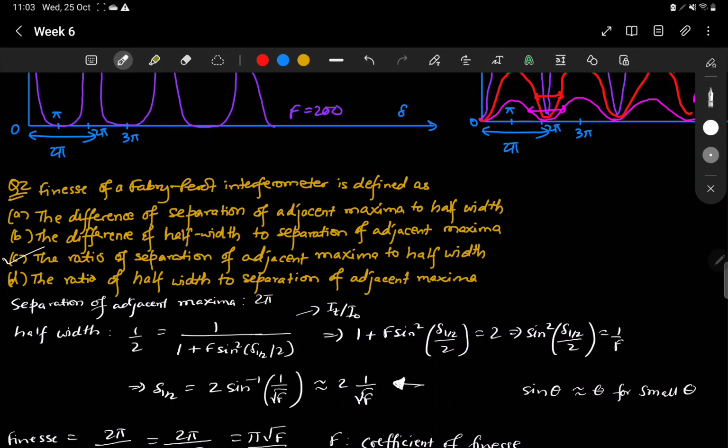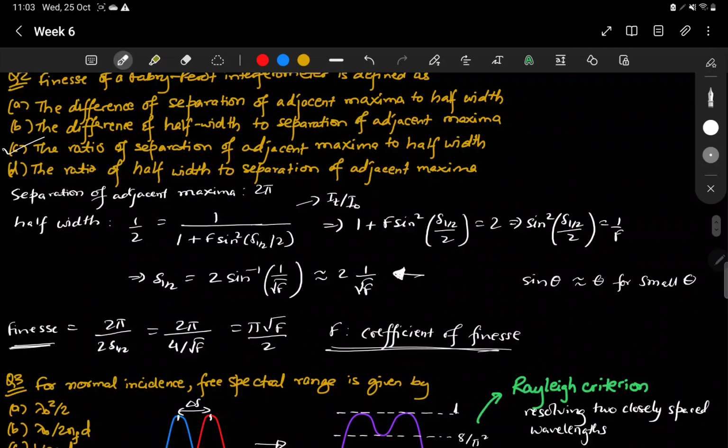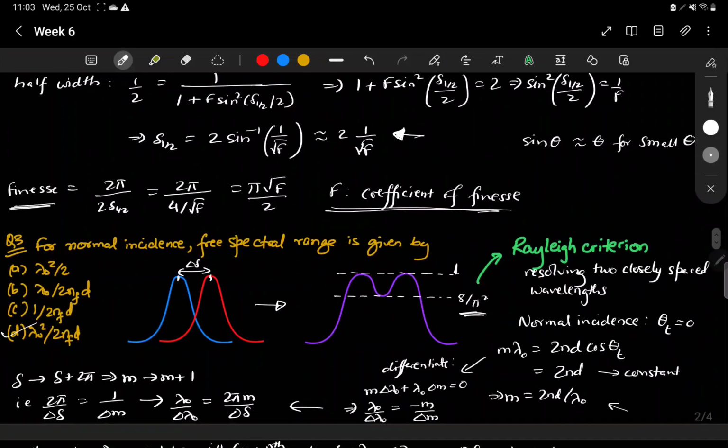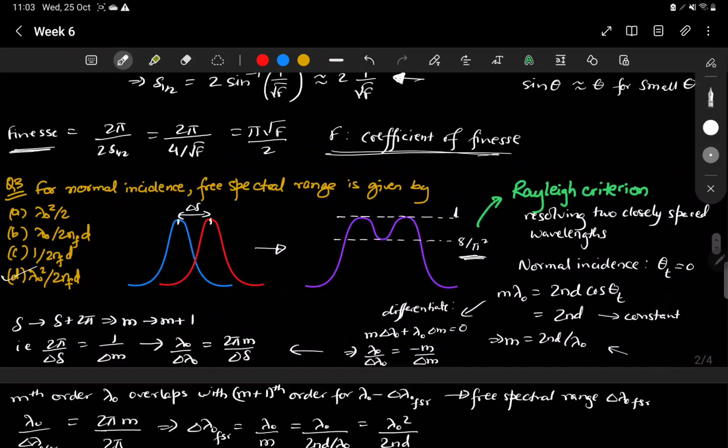Apart from the coefficient of finesse, we also have a term called finesse. Now, finesse is proportional to the coefficient of finesse, and the relation is pi times square root of F by 2. Then we also have a term defined, which is the free spectral range, which is based on the concept of Rayleigh's criterion for resolution.